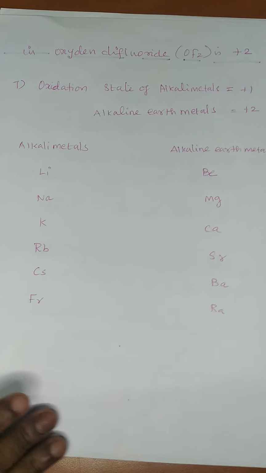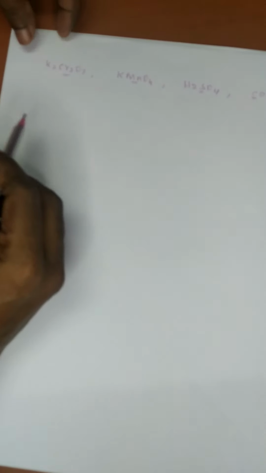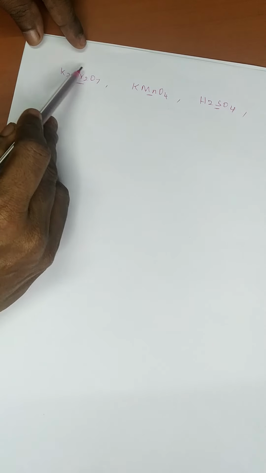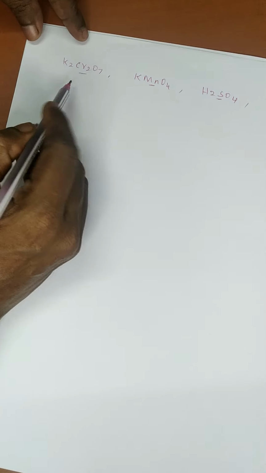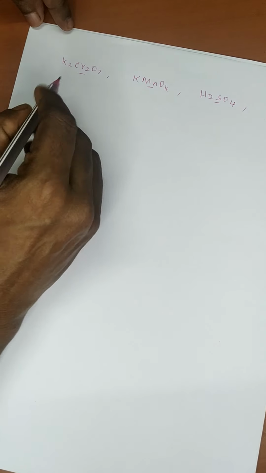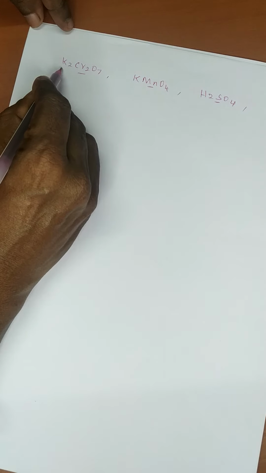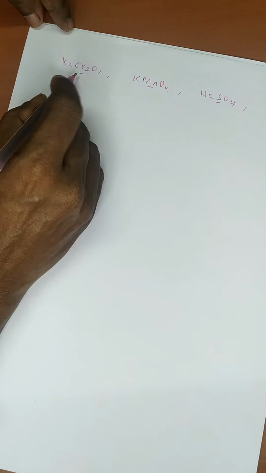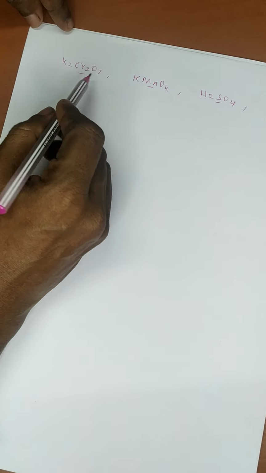Let me see how to find the oxidation number. For example, we take potassium dichromate, K2Cr2O7. Here we are going to find the oxidation number of chromium. K, potassium, is an alkali metal. The oxidation state of potassium is +1. Chromium, we don't know the oxidation state; we are going to find it. For oxygen, it is -2.